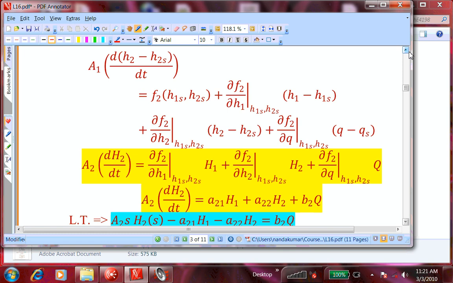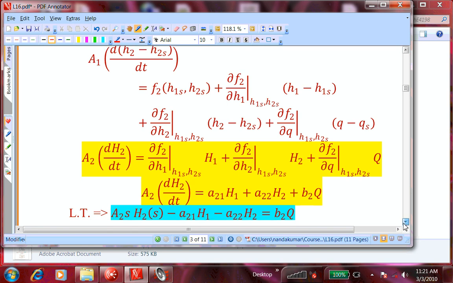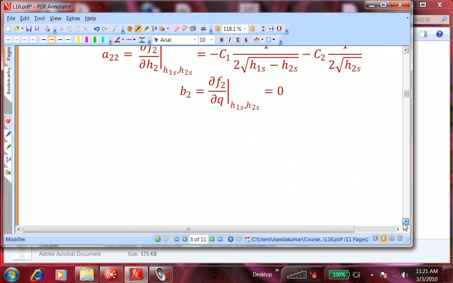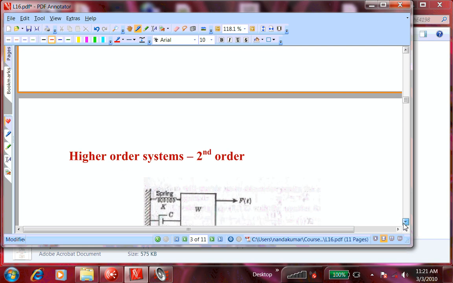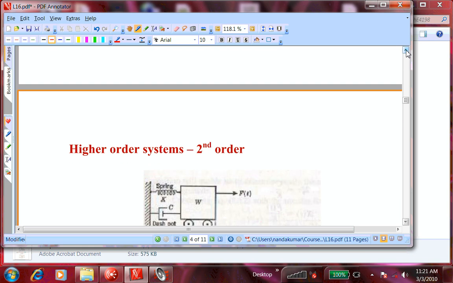B2 happens to be 0, B1 happens to be 1 in this case, but I have a linearized differential equation. Then I do the Laplace transform, that I have to do by hand. So the Laplace transform gives an algebraic equation, and I have two algebraic equations in two unknowns that I need to solve simultaneously.